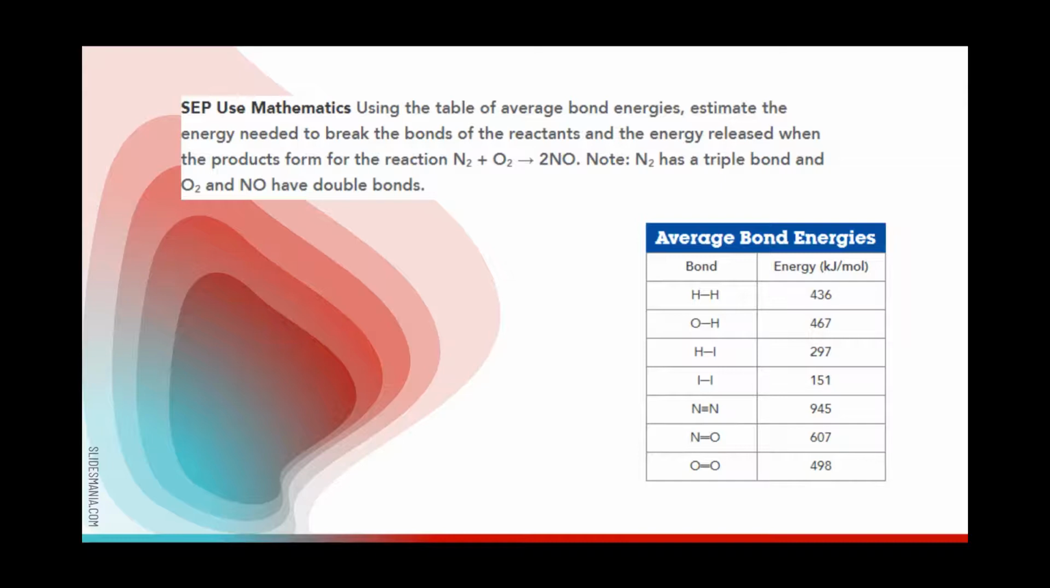One of the things that's important that they actually note here is that N2 is a triple bond. O2 and NO have double bonds. And that's really important because how many bonds they have does change the energies. So let's go ahead and solve this problem.